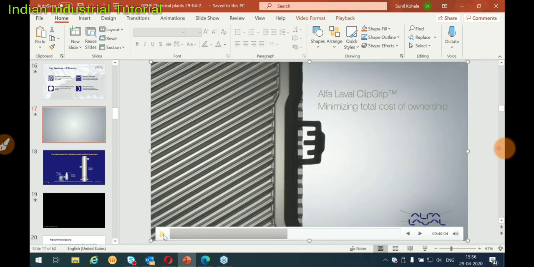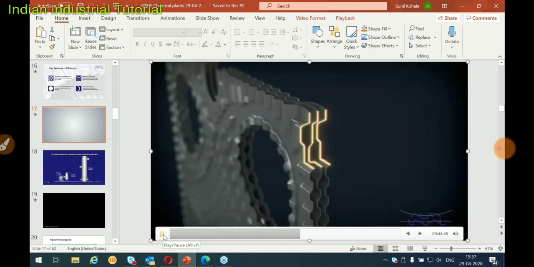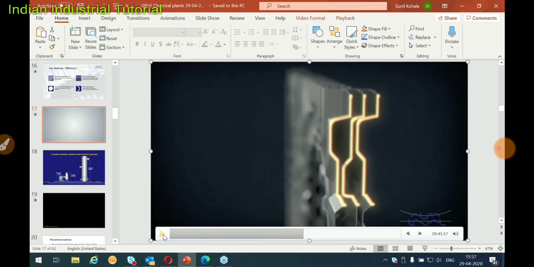Here you can find the clip grip gasket and shift gasket groove, so that you can get more area for heat transfer. These are the features in a new generation heat exchanger. Here you can find the plates are locking each other, and you will get self alignment of the plate, and gasket sealing will be very effective.